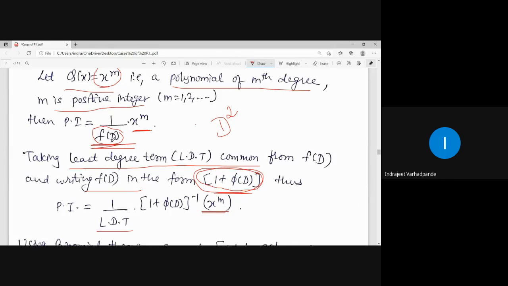From the denominator f of D, take out the least degree term outside, convert this f of D in the form 1 plus or 1 minus, then take it to the numerator whose power will become minus 1, and then operate it on x to the power m. This is what the simplification of case number 3 means mathematically. Now we will look at an example, then things will be clearer.